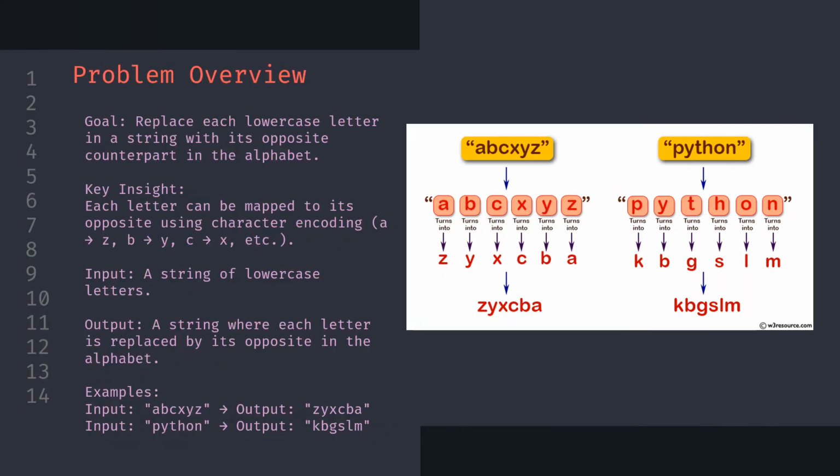The goal is to transform each lowercase letter into its opposite counterpart in the alphabet. For example, the letter A will be replaced with Z, B with Y, and so on. This can be achieved using character encoding and some simple arithmetic operations.